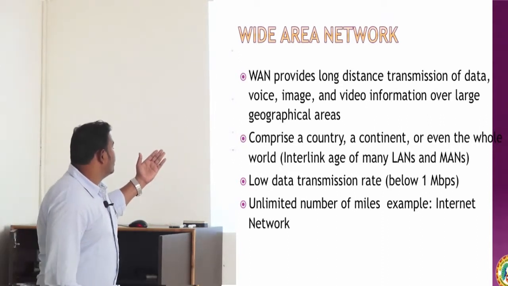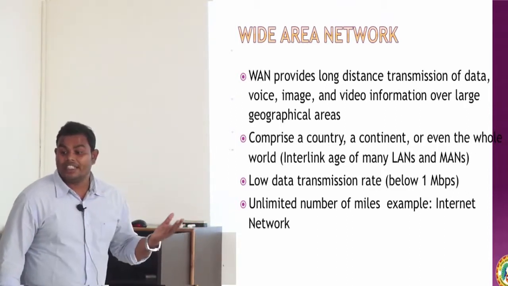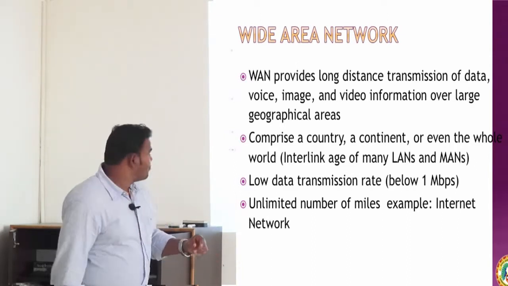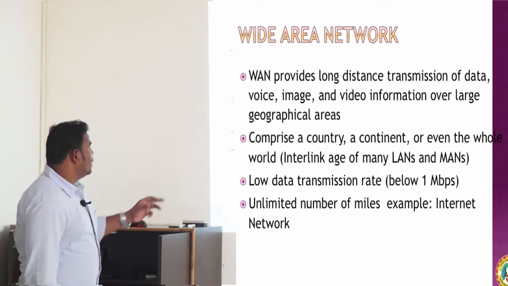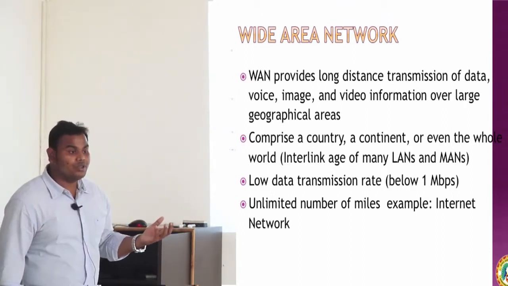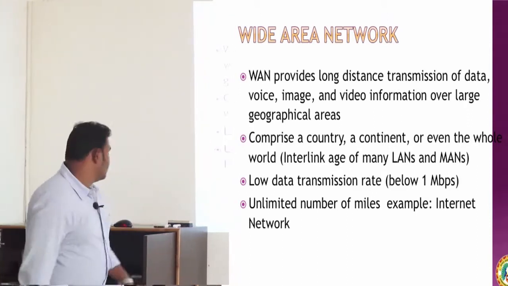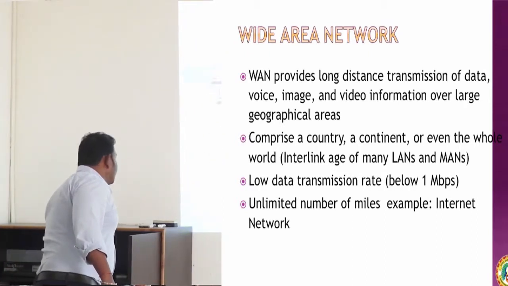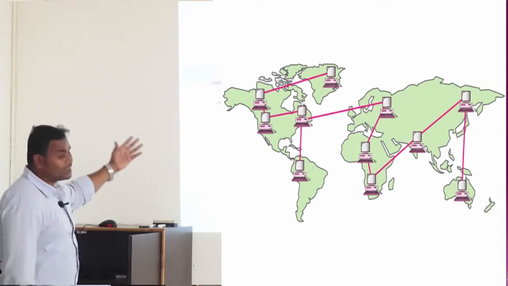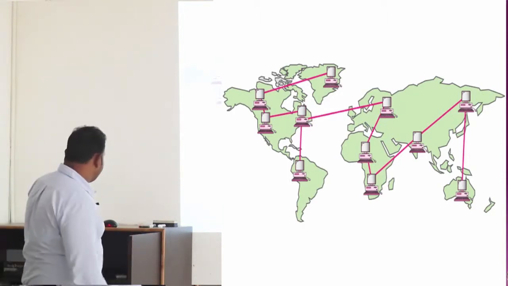This WAN provides low data transmission in comparison to LAN. Now, internet is a good example of WAN. Whatever internet we are using, it is all over the world. So this is the biggest one, and we have a figure also for that. All over the geographical area, it may contain a continent or all over the world. Clear?